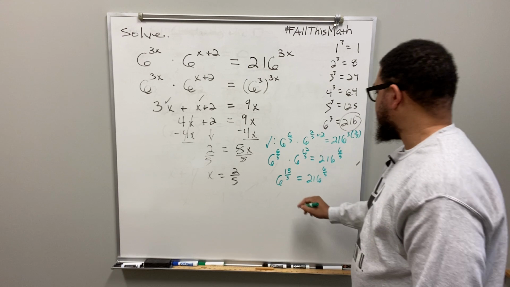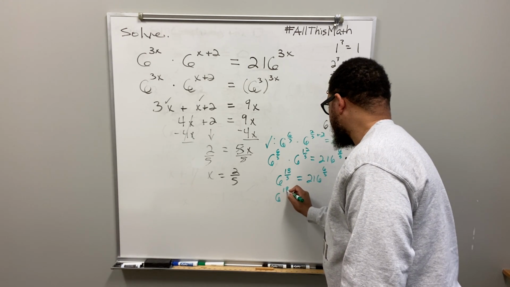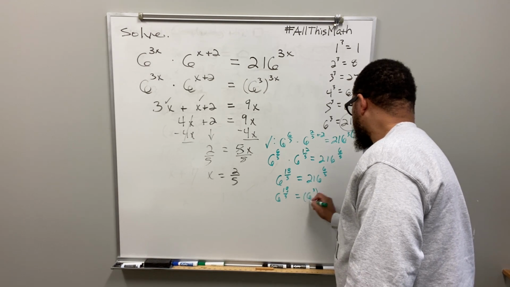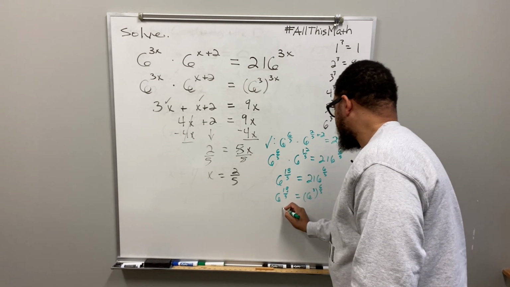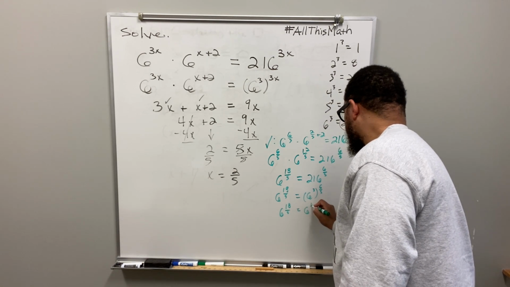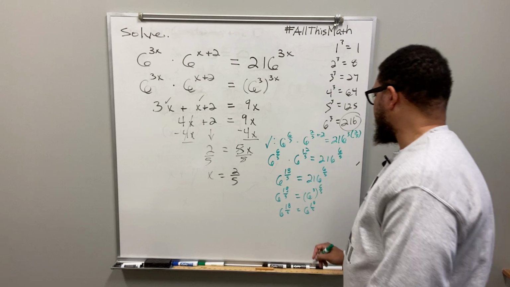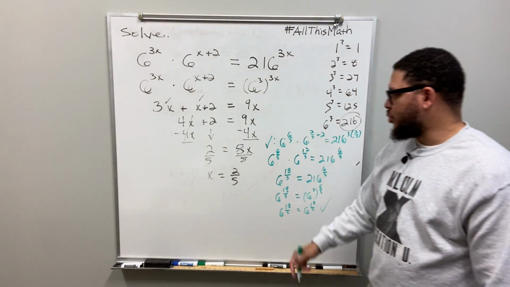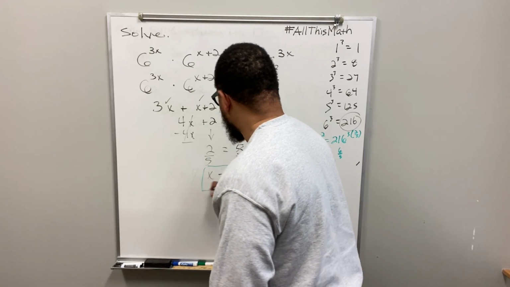But remember, 216 is the same thing as 6 to the 3rd. So 6 to the 3rd to the 6/5 is going to be 6 to the 18/5. And the left side equals the right side, so it's a true statement. So that's proof that this is right.